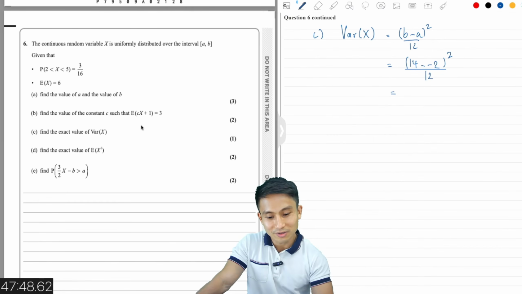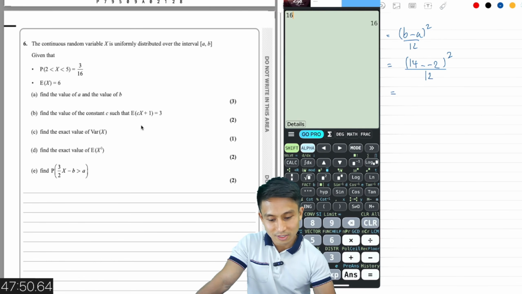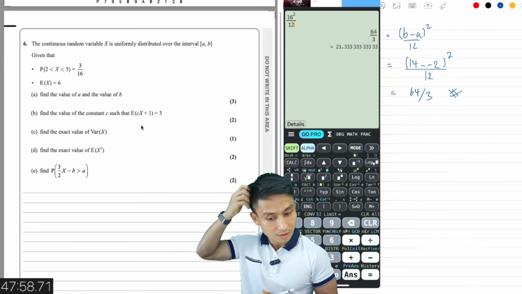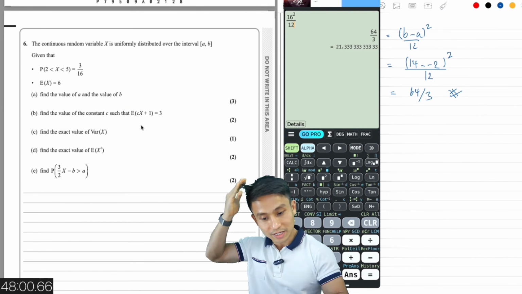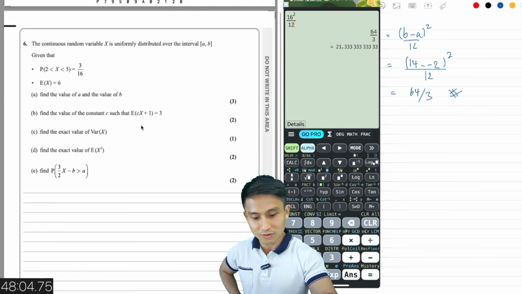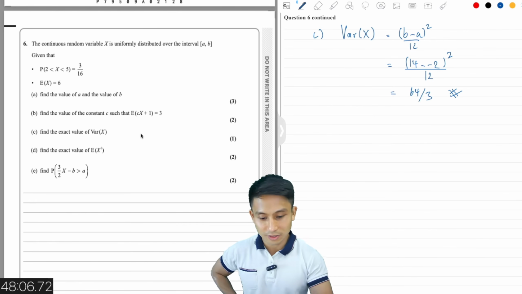Okay, so it's 16 squared divided by 12, yeah? So 64 over 3, that's the exact value. I'm also checking here, just being careful, right? Let me check that again, 16 squared over 12. Okay, we got the exact value.